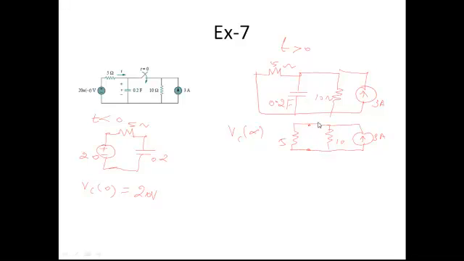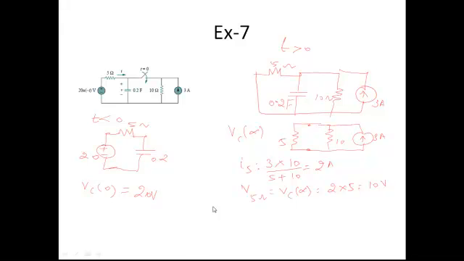So you can either find the voltage across the 5 ohms or the voltage across the 10 ohm, which is nothing but Vc of infinity. Therefore, first find the current through the 5 ohm resistance. Apply the current division rule. Total current is 3 ampere into the other branch resistance, which is 10 ohms, divided by the sum of the resistances, 5 plus 10 ohm. So the current through the 5 ohm resistance is 2 ampere. So the voltage across the 5 ohm resistance, which is Vc of infinity, is 2 into 5, which is equal to 10 volts.